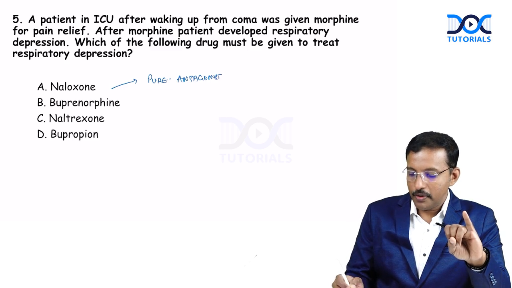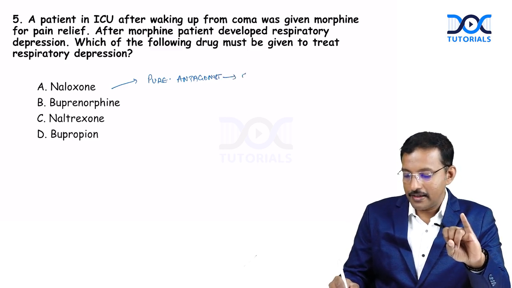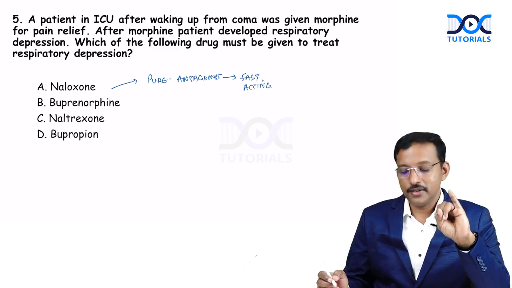isn't it? Pure antagonist, fast acting, because it is treating respiratory depression. So this is the option. Naloxone is the option in such a case.